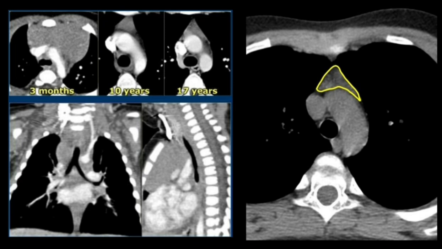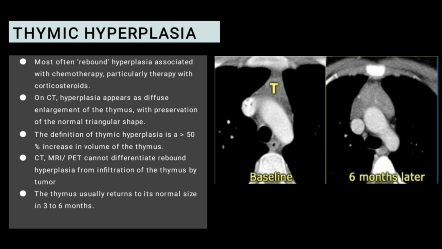And after that, after 10 to 15 years, it will become triangular shaped and small. Thymic hyperplasia can be true or rebound hyperplasia and lymphoid hyperplasia. True or rebound hyperplasia is associated with chemotherapy, radiation, corticosteroid treatment. On CT, it will appear as diffuse enlargement of the thymus with preservation of the normal triangular shape.